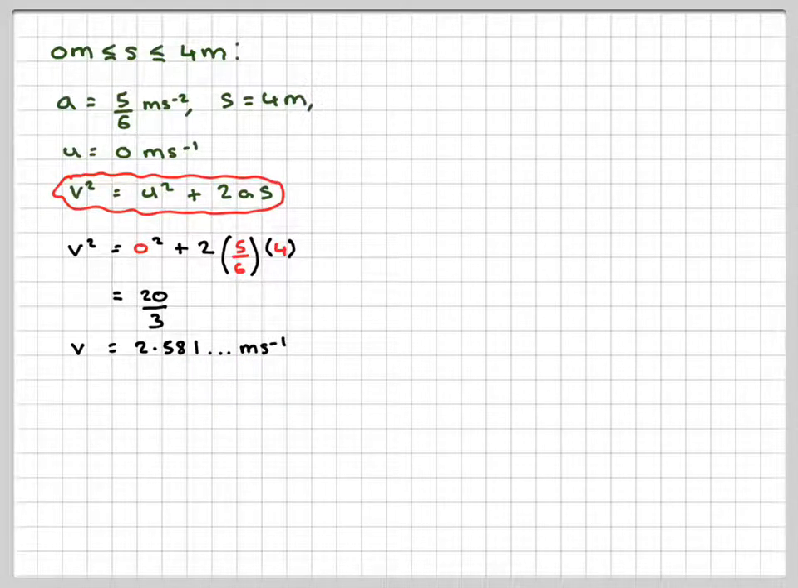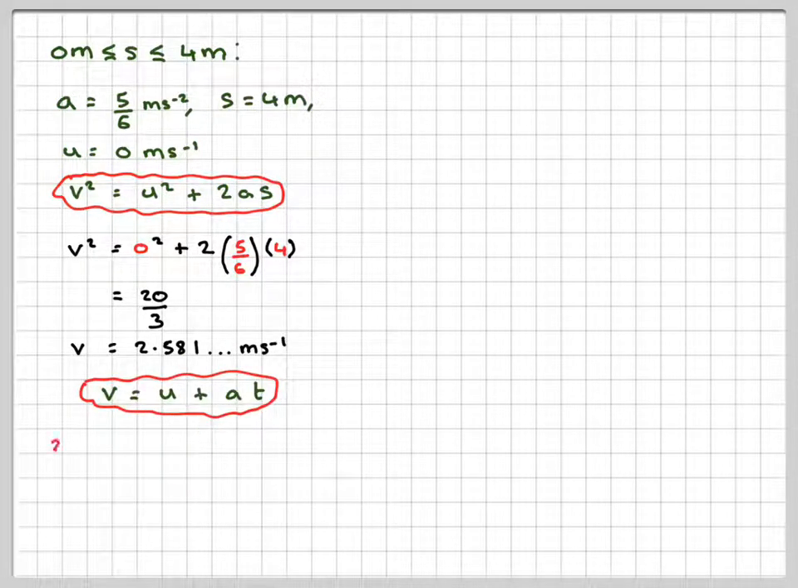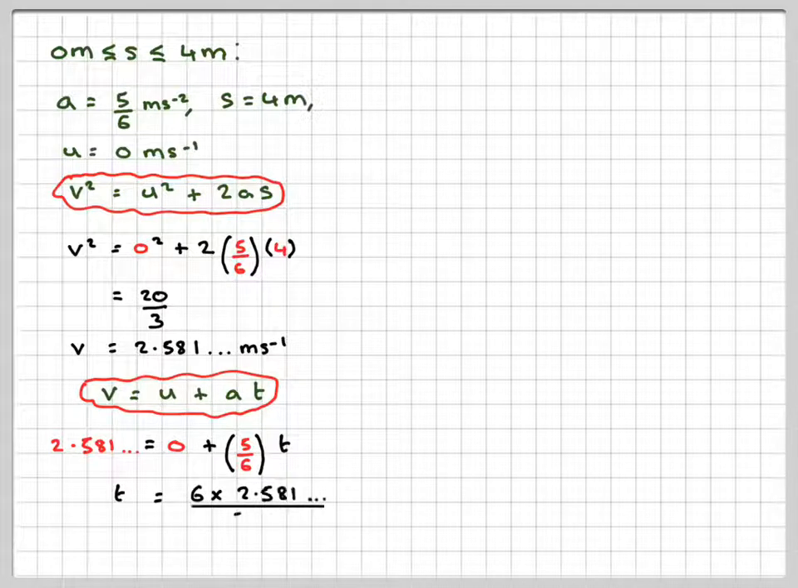Perhaps now store that value in one of the memories of your calculator, and then use v is equal to u plus at. So we've got 2.581 is equal to the 0 plus the acceleration times time. The time will be 6 times 2.581 divided by 5. And that gives me a time of 3.098 seconds.